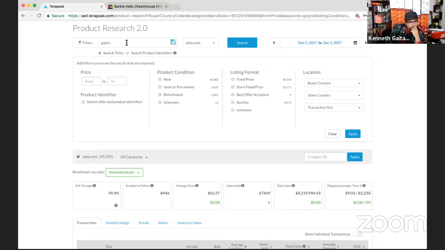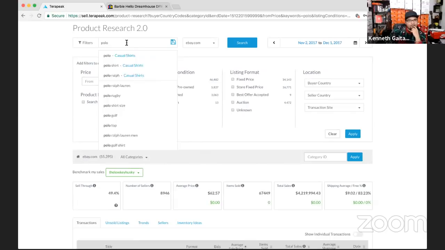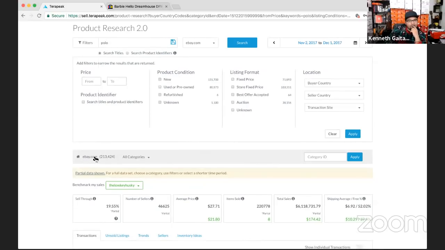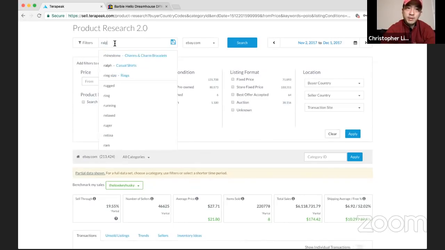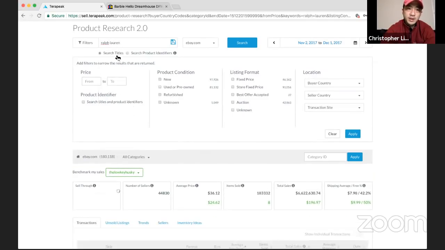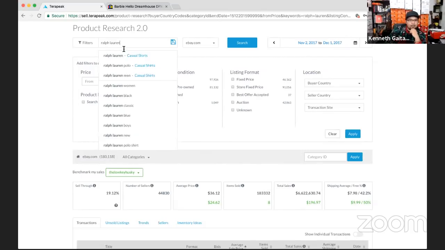Try Polo Ralph Lauren. Wow, still 6 million. That's pretty good. What about Ralph Lauren? Yep, it's still strong. It's still a really good brand. So what's the average sale price? Oh, $36. So Apple wins. Apple's the strongest brand so far we've seen.